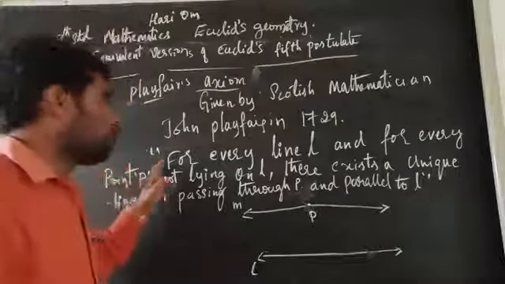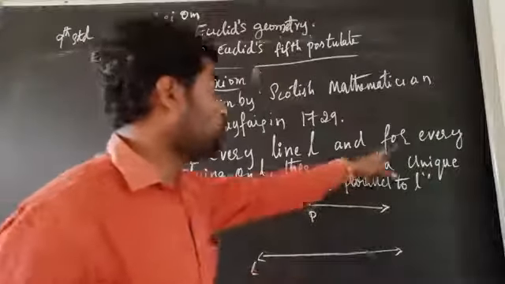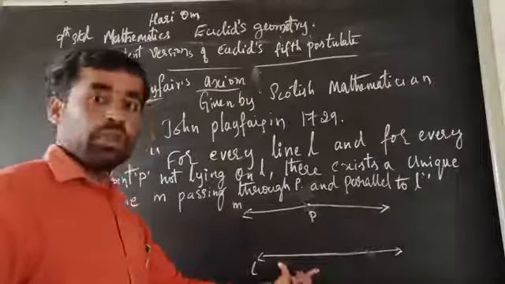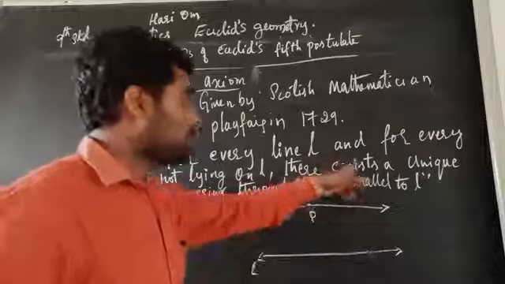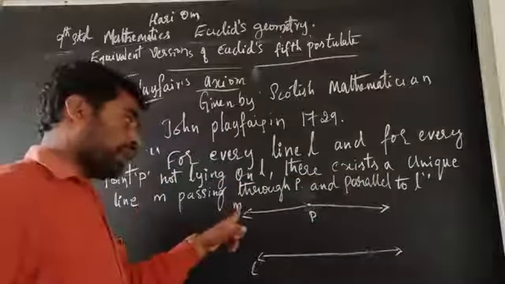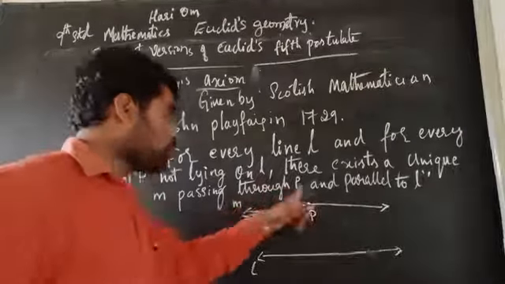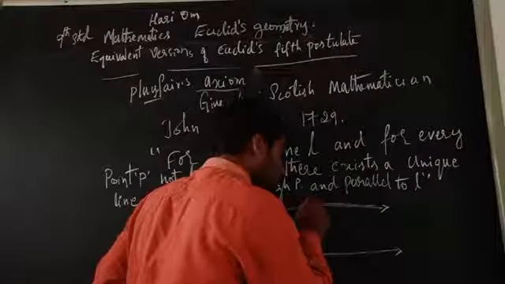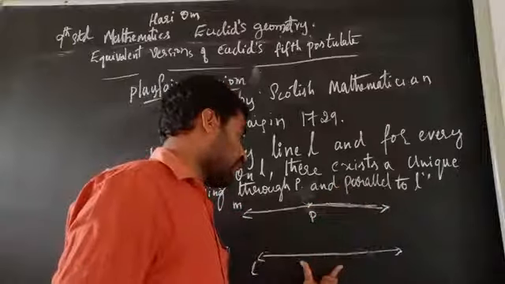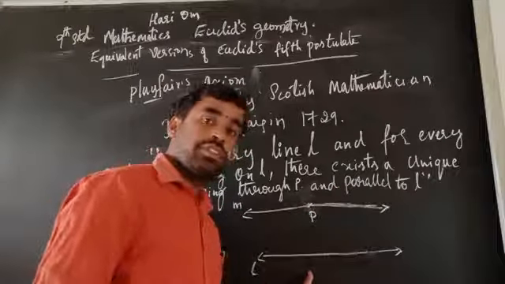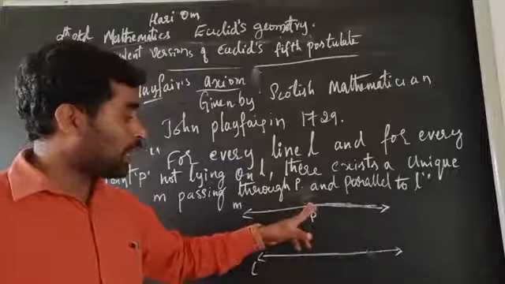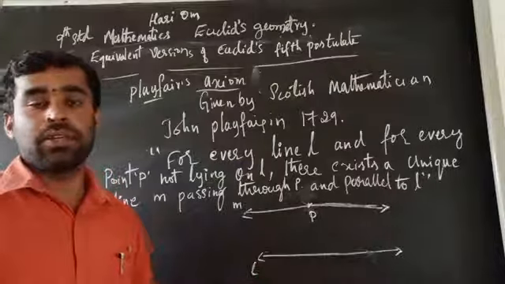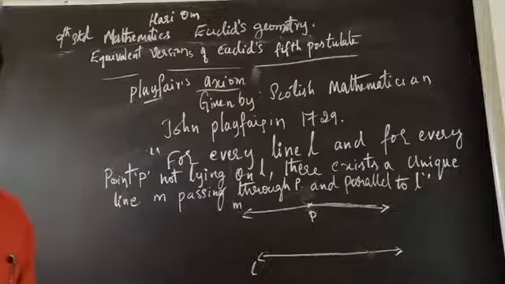That is, students, for every line L and for every point P not lying on L, you should not take that point on L, there exists a unique line M passing through P and parallel to L. So there is only one line which is parallel to L. If we draw any other line at the point P, it is going to intersect the line L. Is it clear? This is the Playfair postulate. Take down this one.